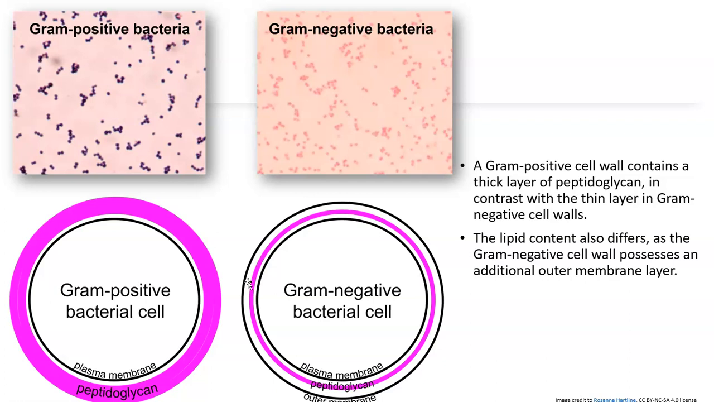And then in gram-negative bacteria only, you get this third bonus layer called the outer cell membrane, which is still made up of a bilayer of phospholipids, just like the inner cell membrane. It's just called the outer cell membrane because it sits outside of the cell wall.